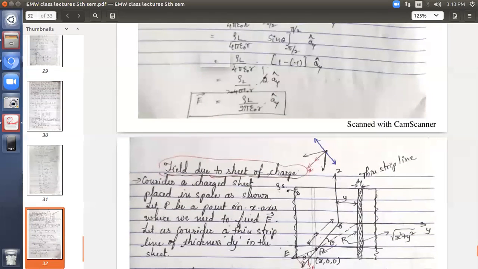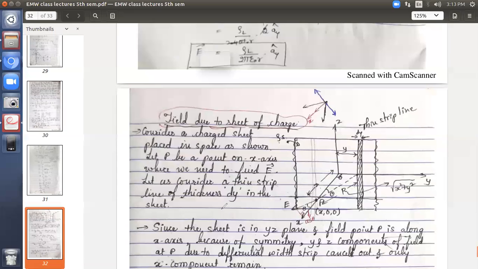Okay, so let us start with this derivation: field due to a sheet of charge. As I told you, we have to consider a sheet of infinite dimensions. That's why these waving lines indicate extension on both sides. So it's an infinite sheet of charge.